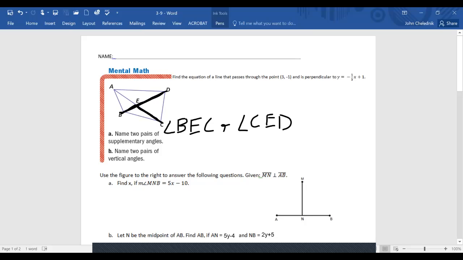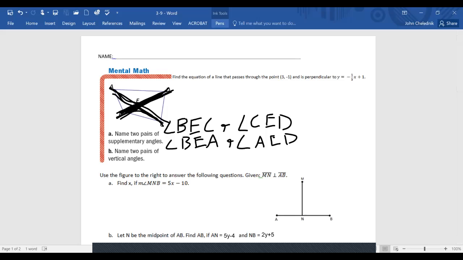those 2 angles. Another pair would be on the other side, BEA and angle AED. Those 2 angles also make a straight line. Now, those aren't the only 2 that you could have picked out. You could have picked out this one and this one, or this one and this one. They would also be supplementary. Those are just the 2 I'm gonna say.